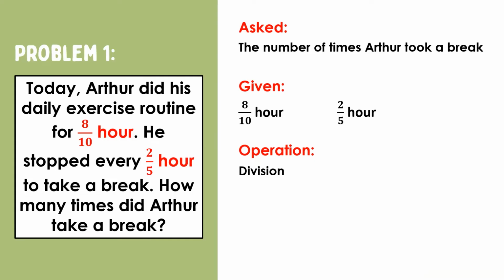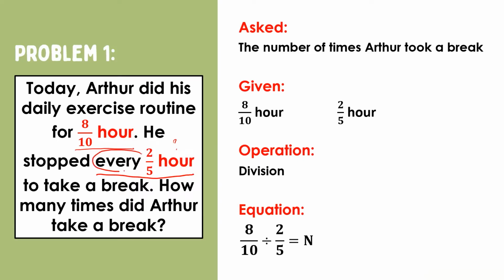Now remember, in division, it is important that we identify correctly the dividend and the divisor. Let's go back to the problem. It says that Arthur took a break every 2/5 hour. This means that we need to know how many 2/5 are in 8/10. 8/10 is the amount of time Arthur spent exercising. Therefore, our equation should be 8/10 divided by 2/5. To help you identify the divisor, the word every can be used as a keyword.